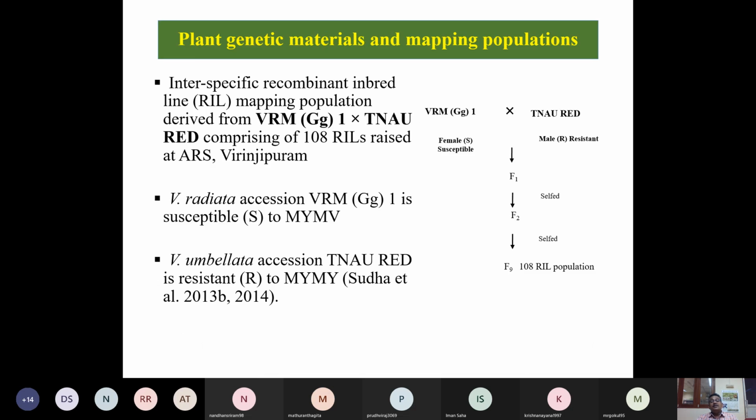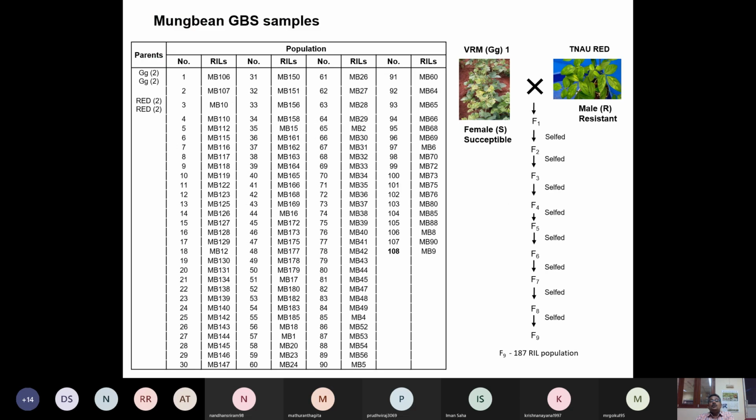I already discussed how these two parents are crossed, and we got the F9 RILs. VRMGG1 is a susceptible line and TNA is a resistant one. VRMGG1 is susceptible to both mung bean yellow mosaic virus and bruchid infection. TNA is resistant to both mung bean yellow mosaic virus and bruchid. Around 109 RILs were developed. This is the way we developed the population, from F1 up to the F9 generation.